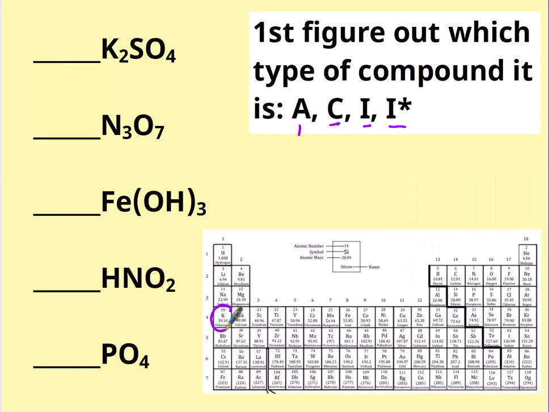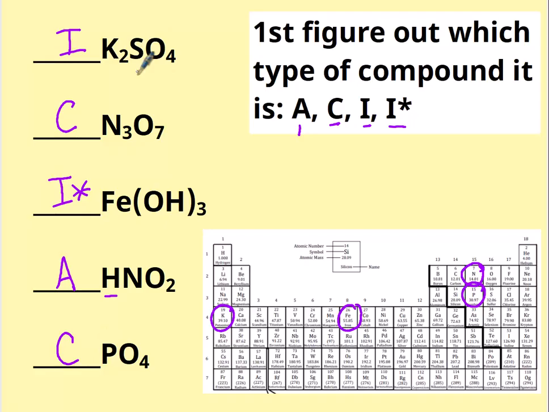So the first one starts with potassium, and that's in group 1A, so that should have been regular ionic. The second one starts with nitrogen, which is a nonmetal, so that should have been covalent. The third one starts with a metal, but it's not one of the ones we know the charge of, so that's going to be I star. The next one starts with hydrogen, so that's an acid. And the last one starts with phosphorus, which is a nonmetal, so that should be covalent.